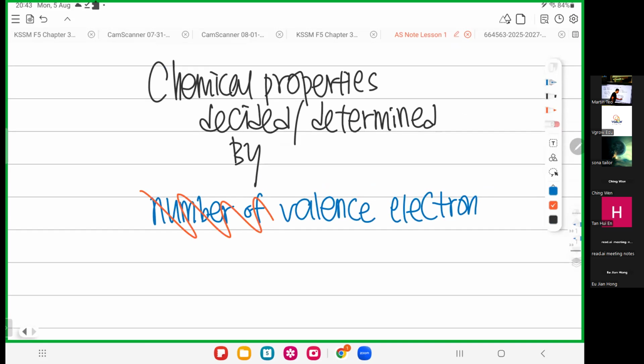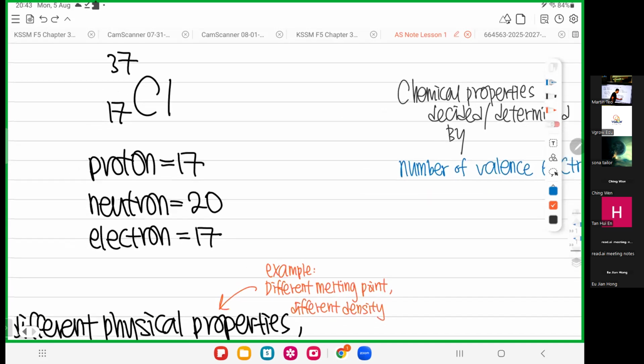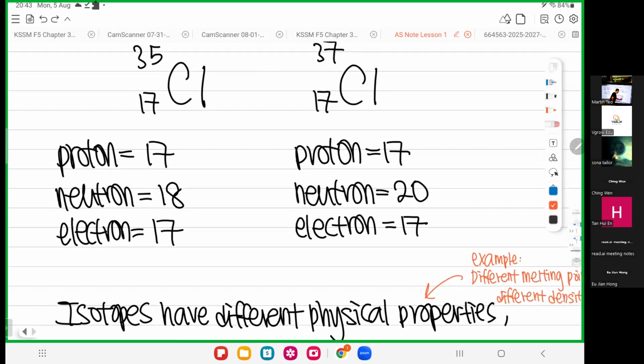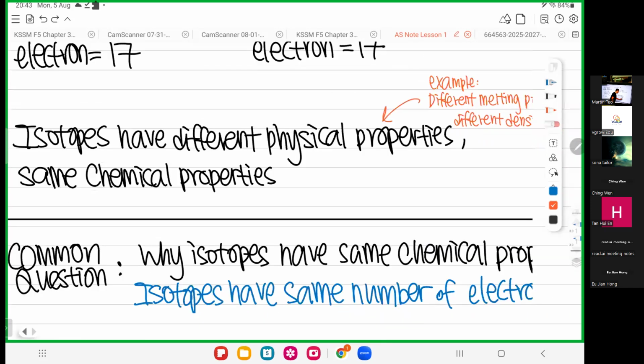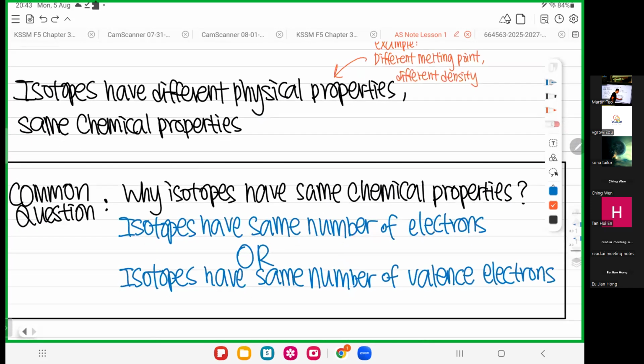If you only say chemical properties determined by valence electron, zero, no mark at all. So you must be very attentive to some small details. All right, so now come back to here. Why do isotopes have the same chemical properties? They have exactly the same number of electrons. Therefore, they have the same number of valence electrons.